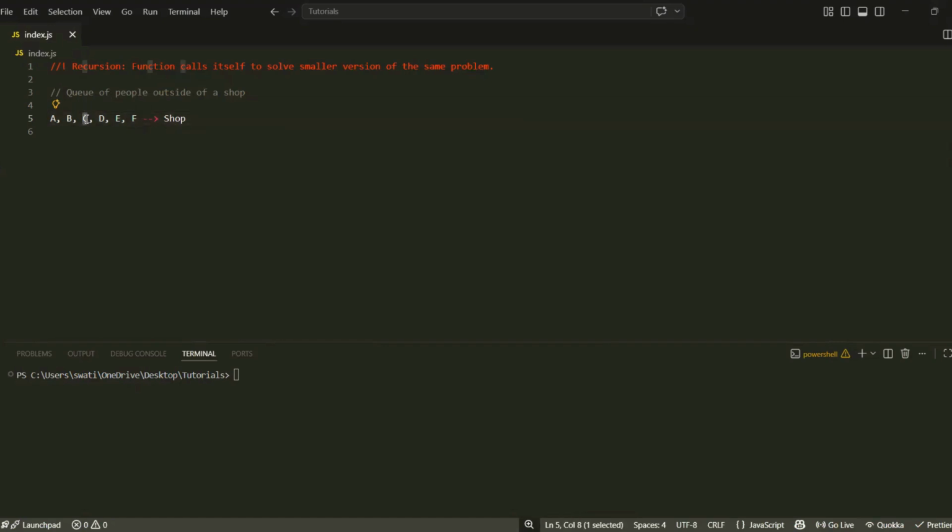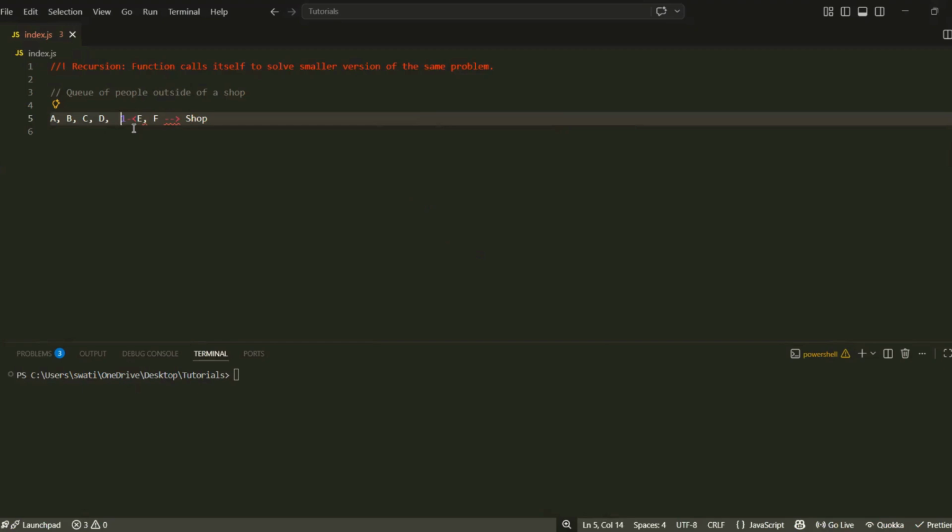In order to know the answer, C is going to ask D. D is going to ask E. And at last, E is going to ask F, how many people are there in front of you? Okay. So F is going to say that there's no one in front of me. Okay. So E is going to answer D that there is one person in front of me.